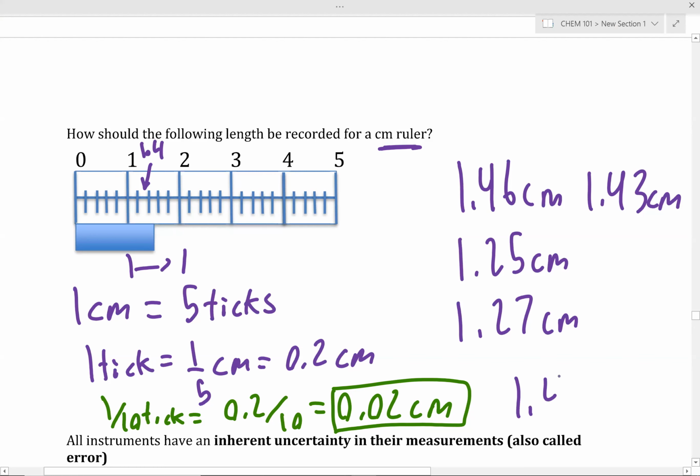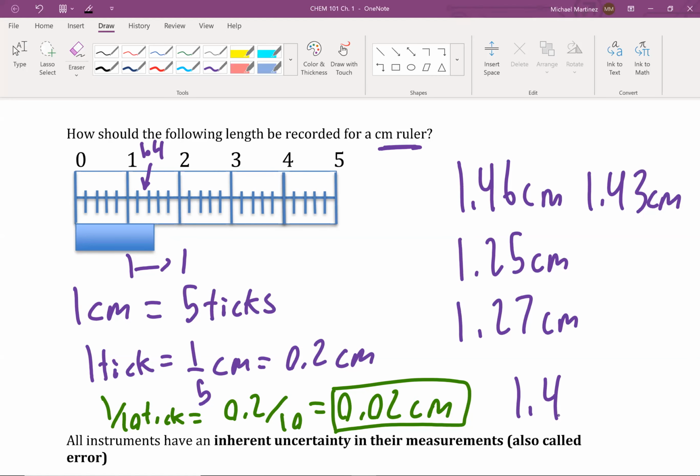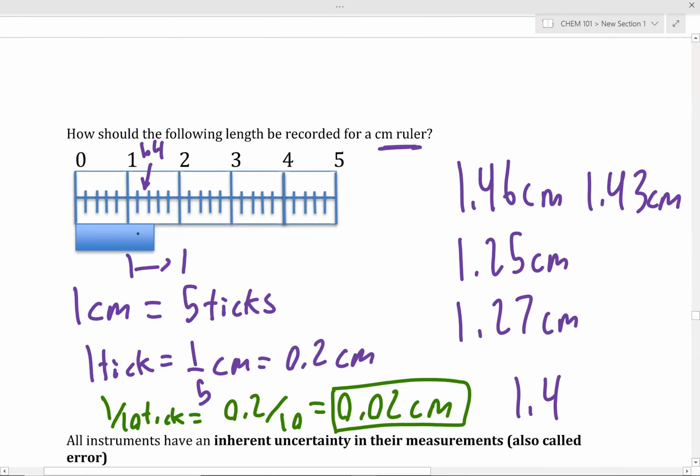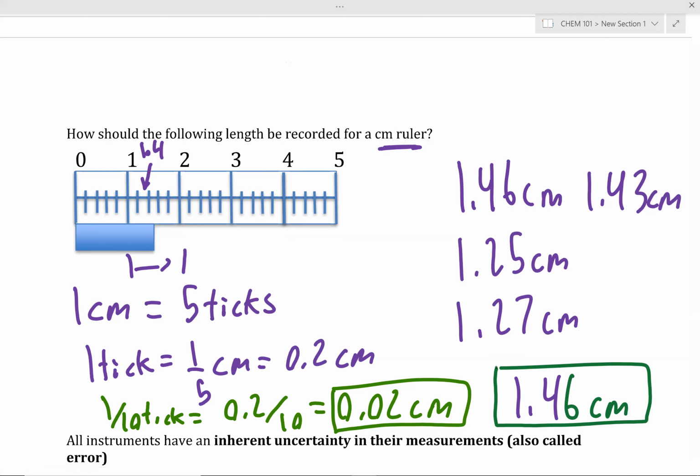So let's write that down. And then we can estimate up to 1/10 of a tick. So based on our estimation, I would estimate it to be about 1.46 centimeters. Now, just a stylistic note, and this is really nitpicky, but nonetheless, notice how this 1/10 of a tick is a multiple of 2. So this is the maximum precision we can report to.